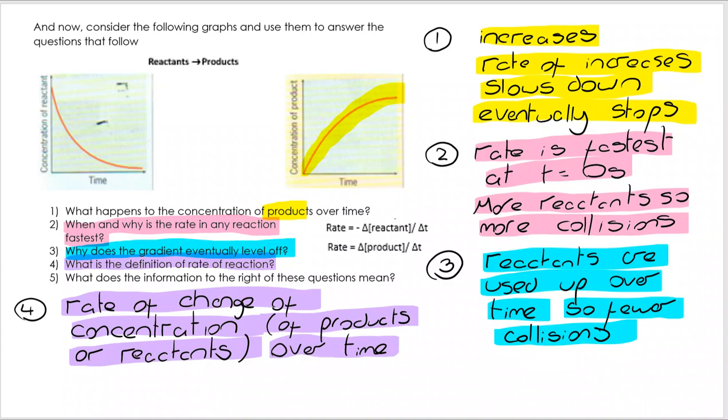And rather than answer question 5, I'm going to go to the units here. So the units for concentration are mole dm to the minus 3. And we're dividing that by seconds. So in standard form, that becomes s to the minus 1.